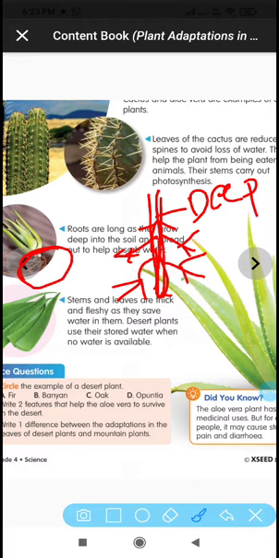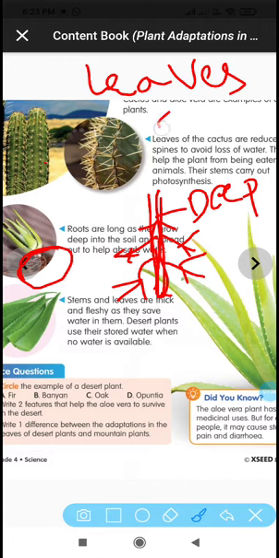So now, how many adaptations have you seen? One is leaves changed into spines to reduce the water loss, and the other one is the stem.